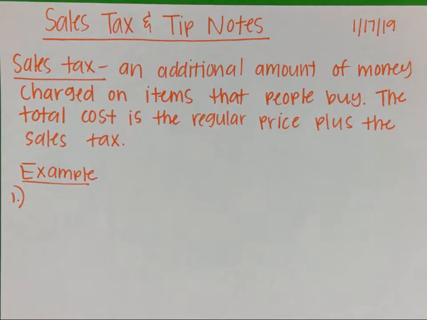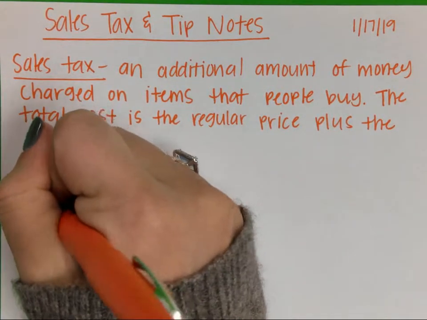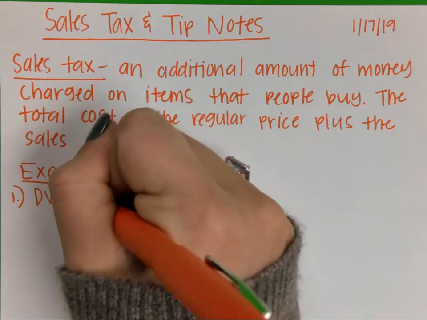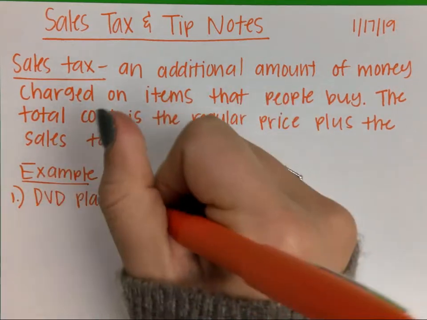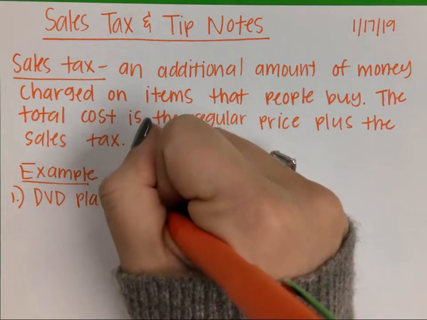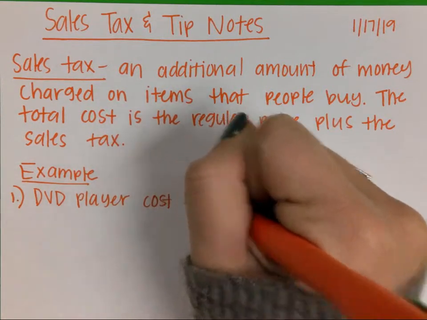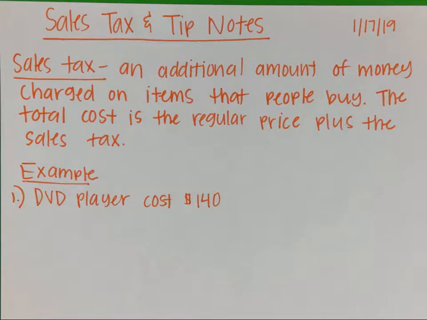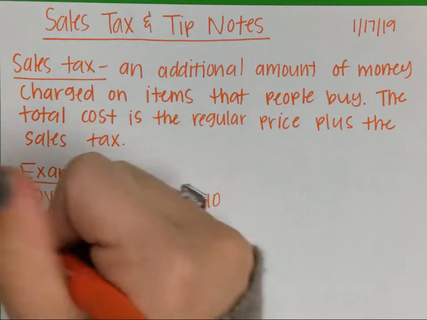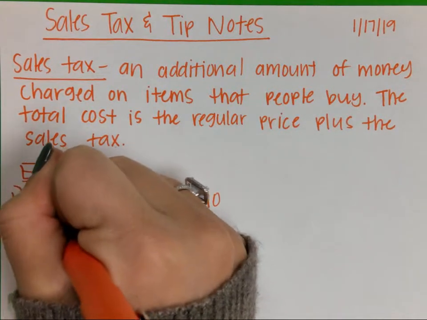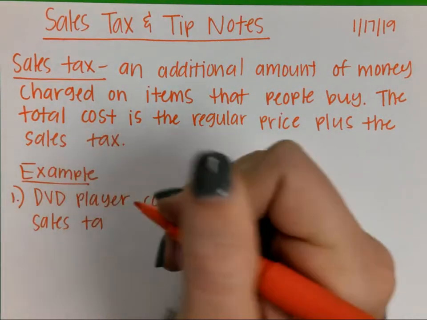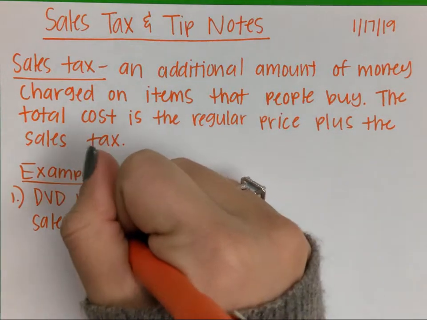Okay, so let's look at an example. Say that we want to buy a DVD player, and it costs $140. We know that whenever we buy something, there's going to be a sales tax added onto that. So in this case, the sales tax is going to be 5.75%.